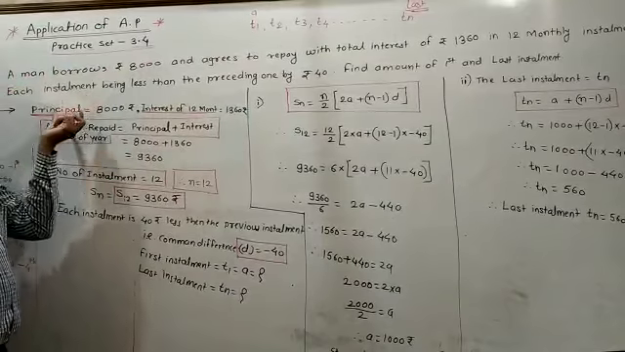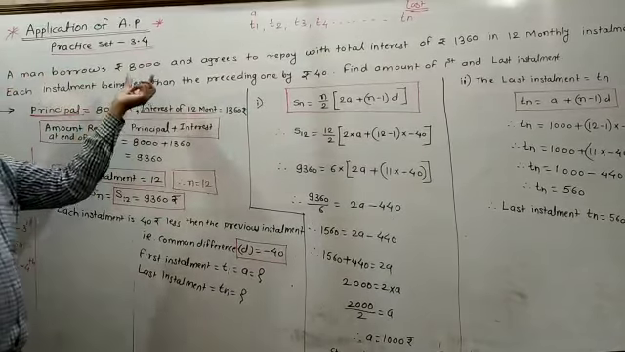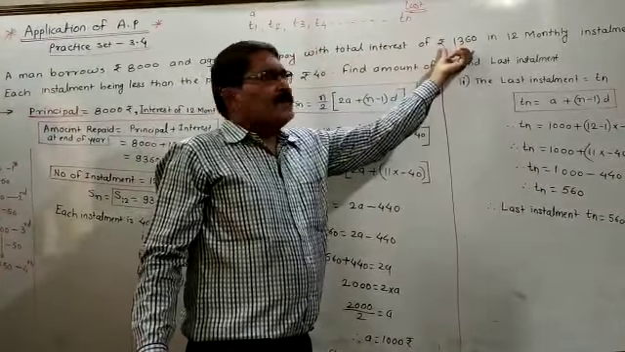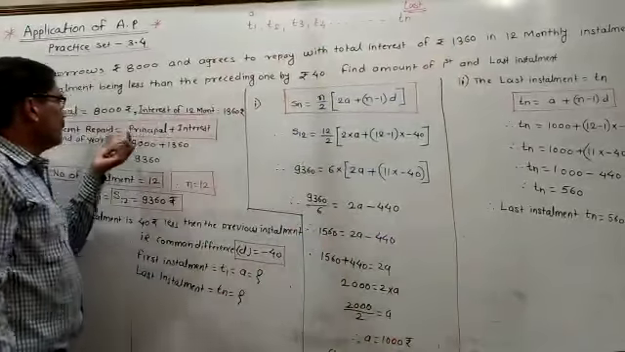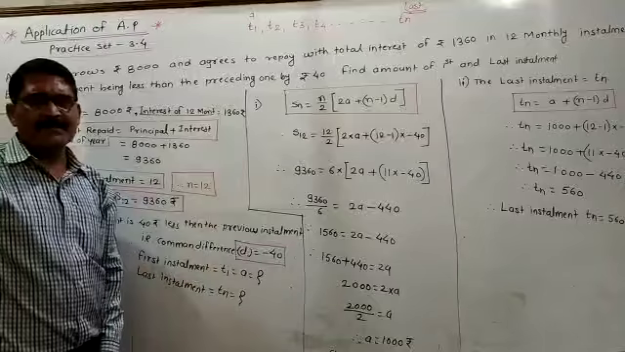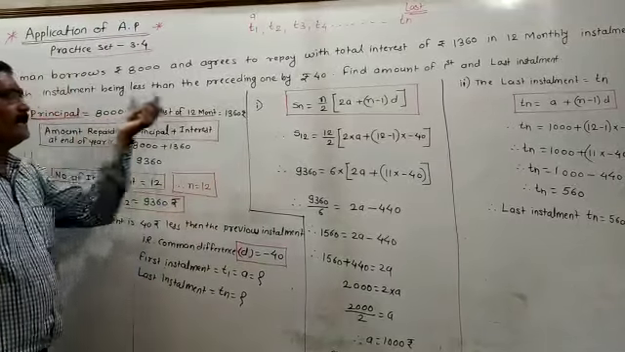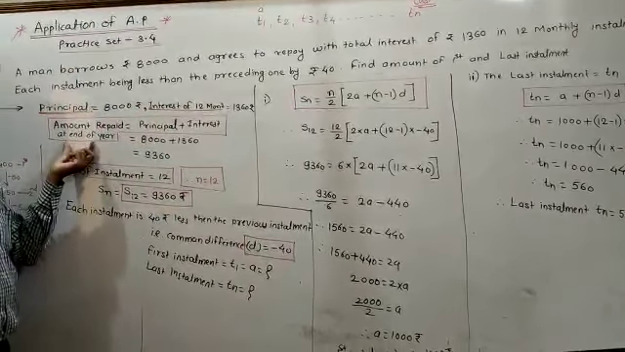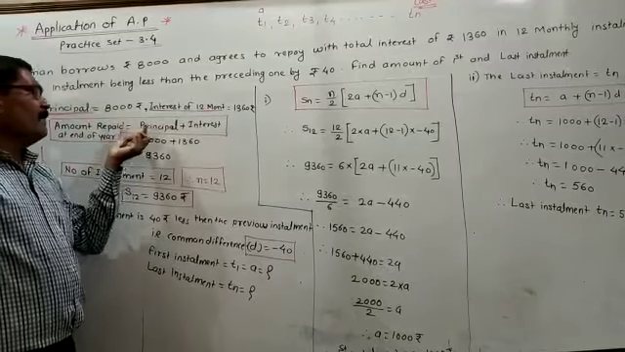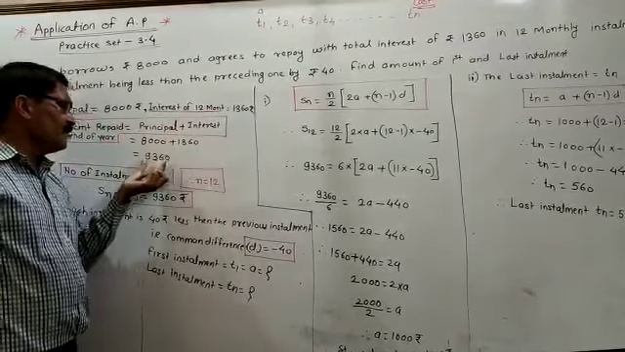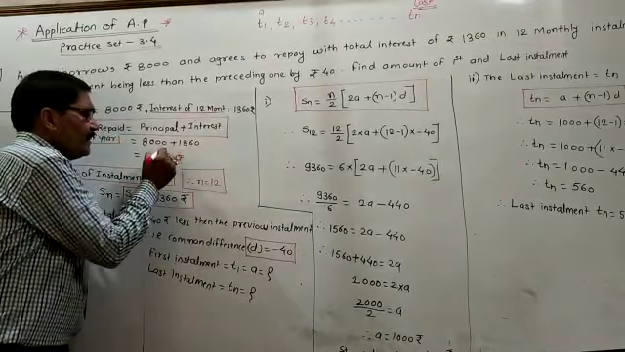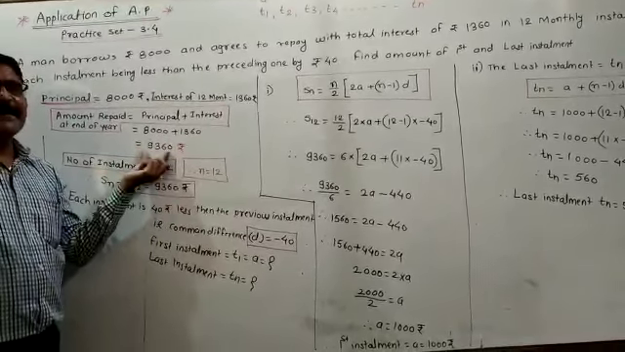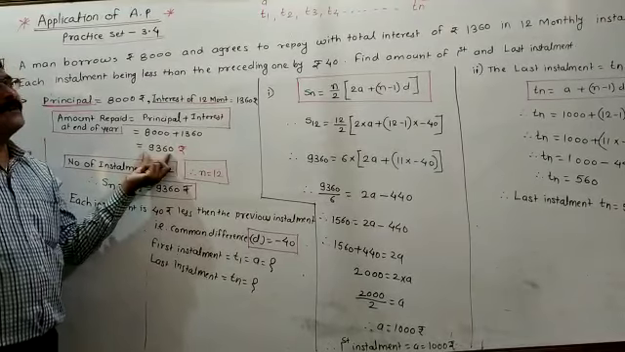Then what is given, you have to see. He borrowed 8,000 rupees, which is the principal. Then he gave 1360 as the total interest of the 12 months. Means this is the principal, this is the interest, and how much amount will he pay to the bank at the end of the year? He will pay the amount of principal plus interest, means 8,000 plus 1360 is equal to 9360 rupees. He will return the amount of 9360 to the bank in 12 monthly installments.